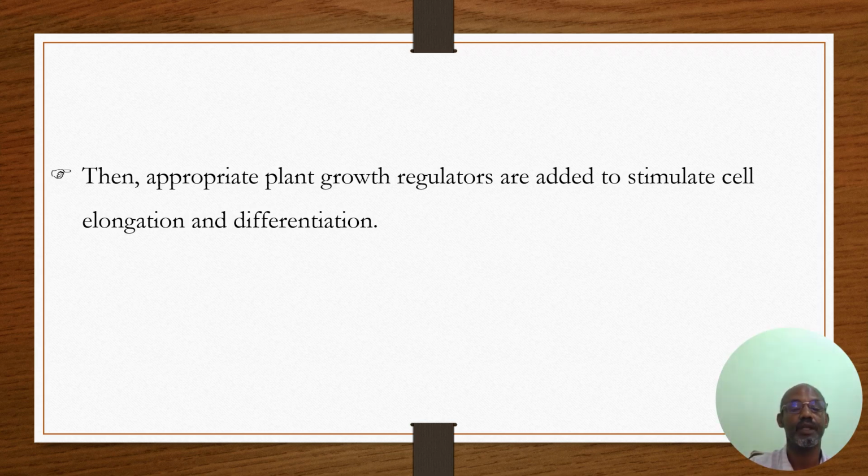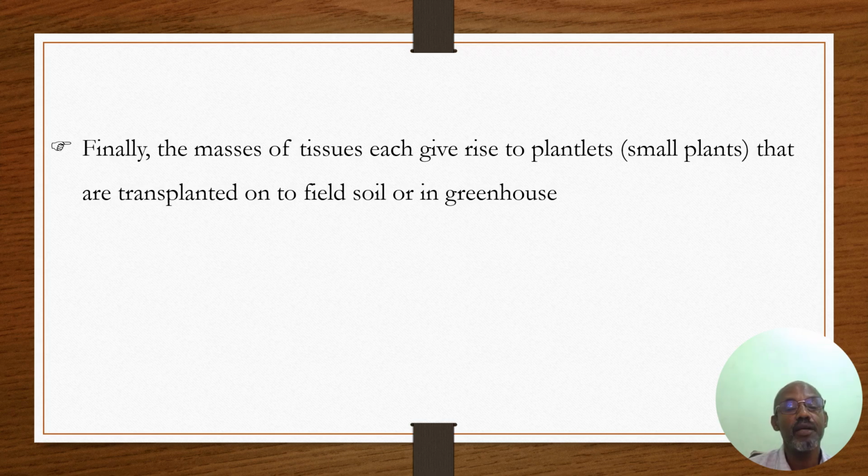What will happen? Finally, the masses of tissues each give rise to a plantlet. Plantlet means small plants that are transplanted. Of course, these are small plants, seedlings, that are transplanted onto field soil or into greenhouses. You see, it is very fast and also economically feasible. There is no need of sowing your seed.